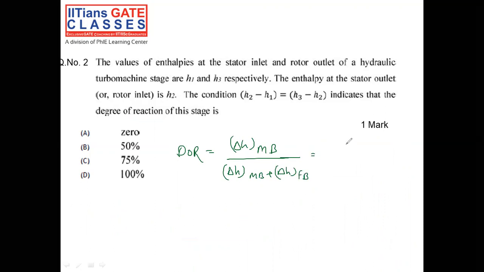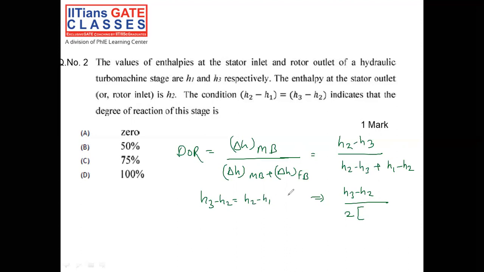In the moving blade, basically 2 to 3, so I can write H2 minus H3, over H2 minus H3 plus H1 minus H2. If you rearrange the terms, H3 minus H2 divided by 2 times (H3 minus H2), because H3 minus H2 is given as H2 minus H1. So if you rearrange the terms here, you will get 2 times (H3 minus H2). So 1 upon 2, and if you calculate in percentage, you will get exactly 50%. That is the answer for question number 2.